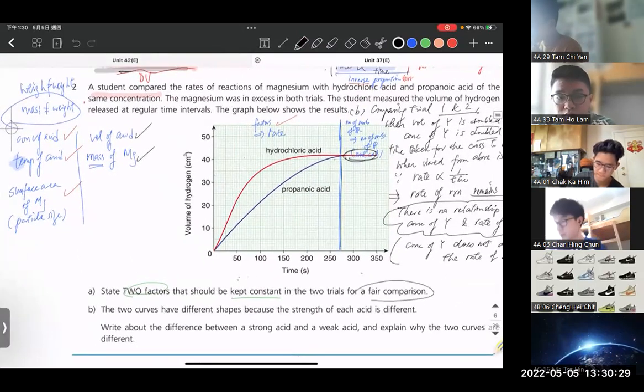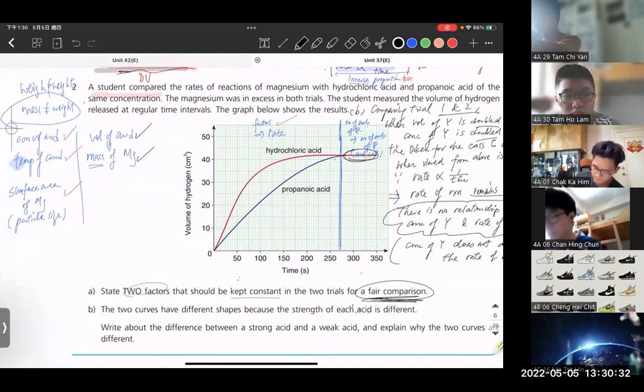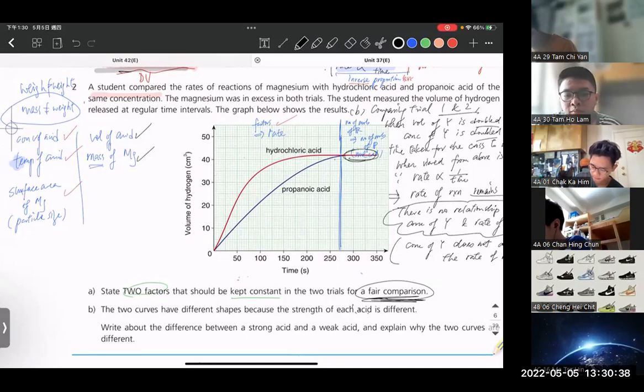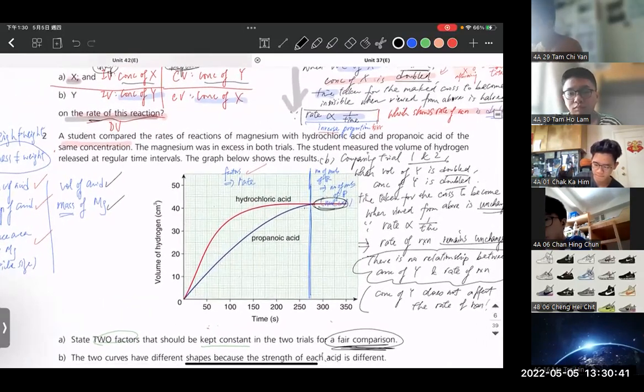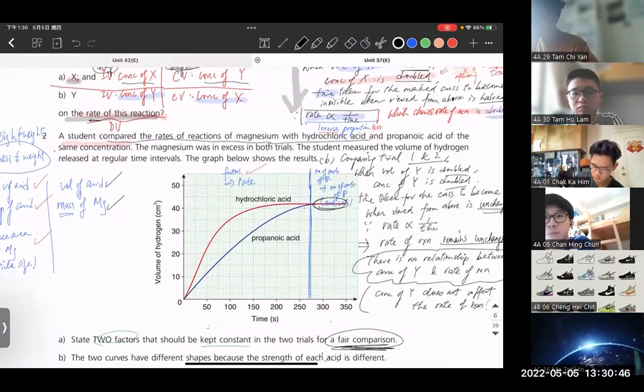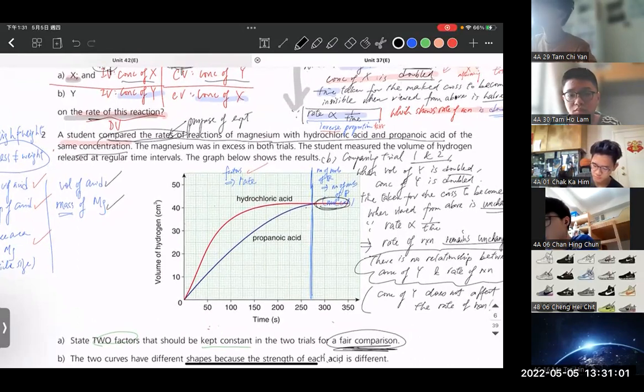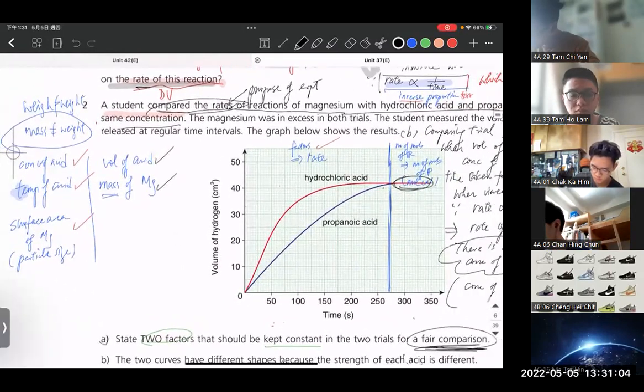the two trials for fair comparison，你要睇翻我想 compare 咩先？Go back to the purpose of experiment. The purpose of experiment is, take a look on the question. What is the purpose of experiment? Compare the rate of reaction of Mg with hydrochloric acid and propanoic acid of the same concentration. Can you see that? So this is our purpose of experiment. 目的，實驗目的。Do you understand? So if that is the purpose of the experiment, the answer for A part should be the one in red, but not the black one. Do you understand?